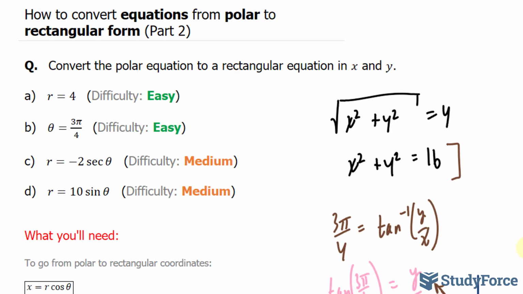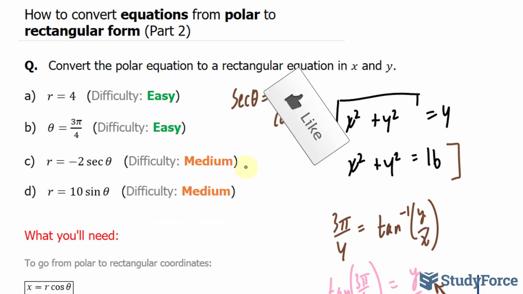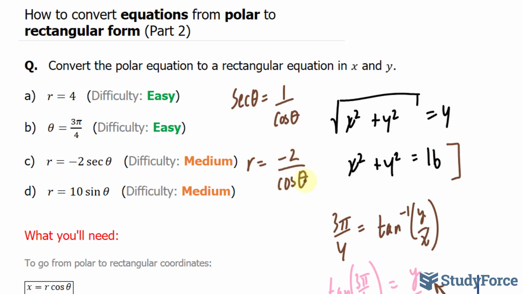Let's continue on with C. In question C, we have r is equal to negative 2 secant theta. Secant is a reciprocal function of cosine. In other words, secant theta is equal to 1 over cosine theta. Now, because the formulas we're working with are in terms of sine, cosine, and tangent, it's best that we switch secant with 1 over cosine. Let's go ahead and do that. We have r is equal to negative 2 over cosine theta.